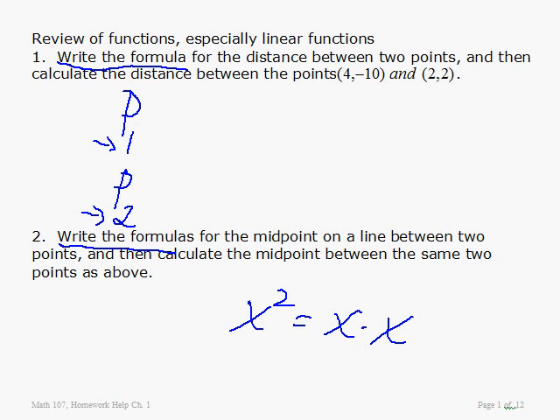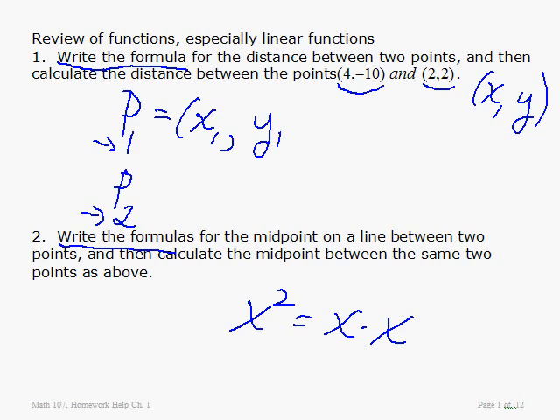Now the next issue is you see the points are identified with this. Those are called ordered pairs. In an ordered pair, the x is first and then the y. That's important to remember. So point 1 has coordinates x1, y1, and point 2 has coordinates x2, y2.